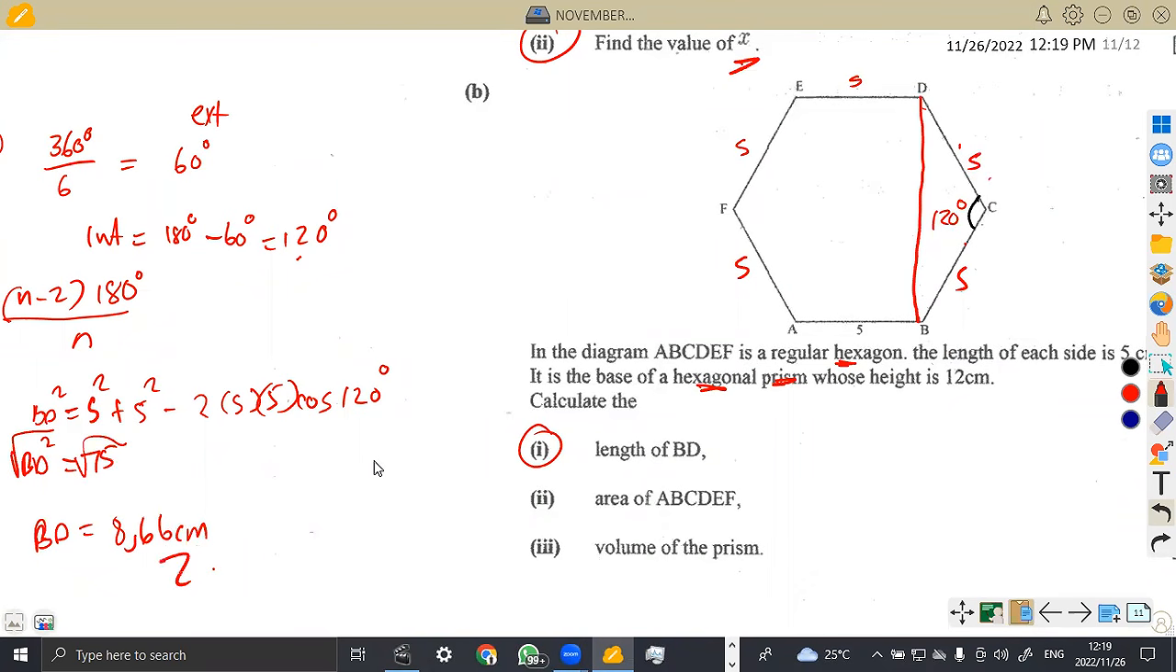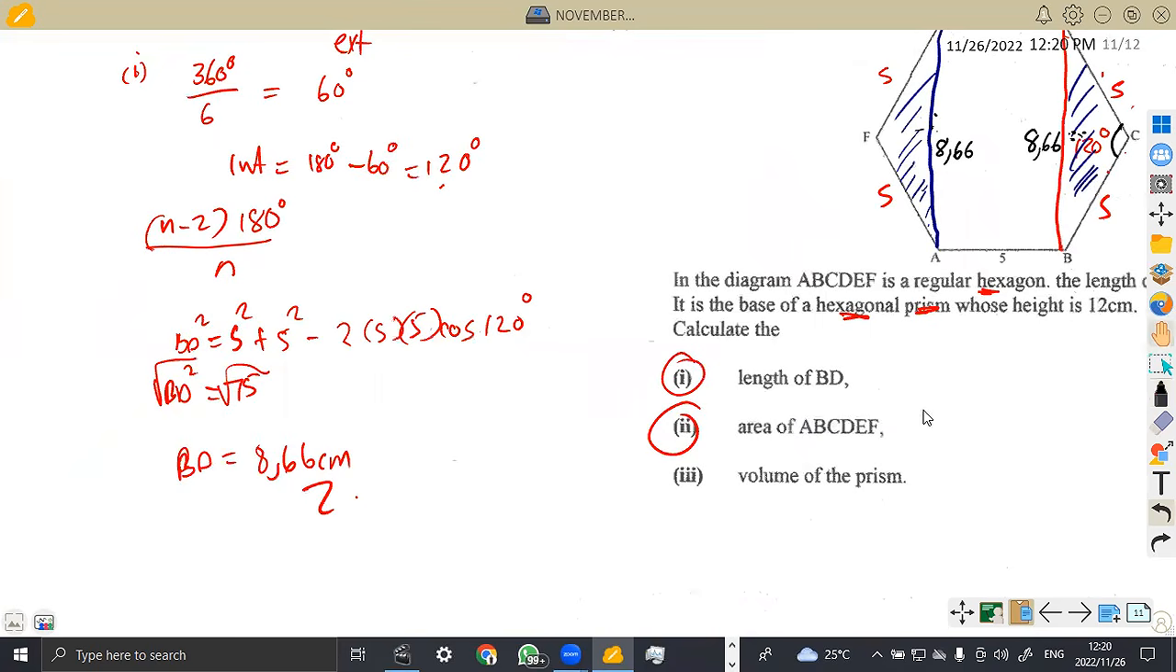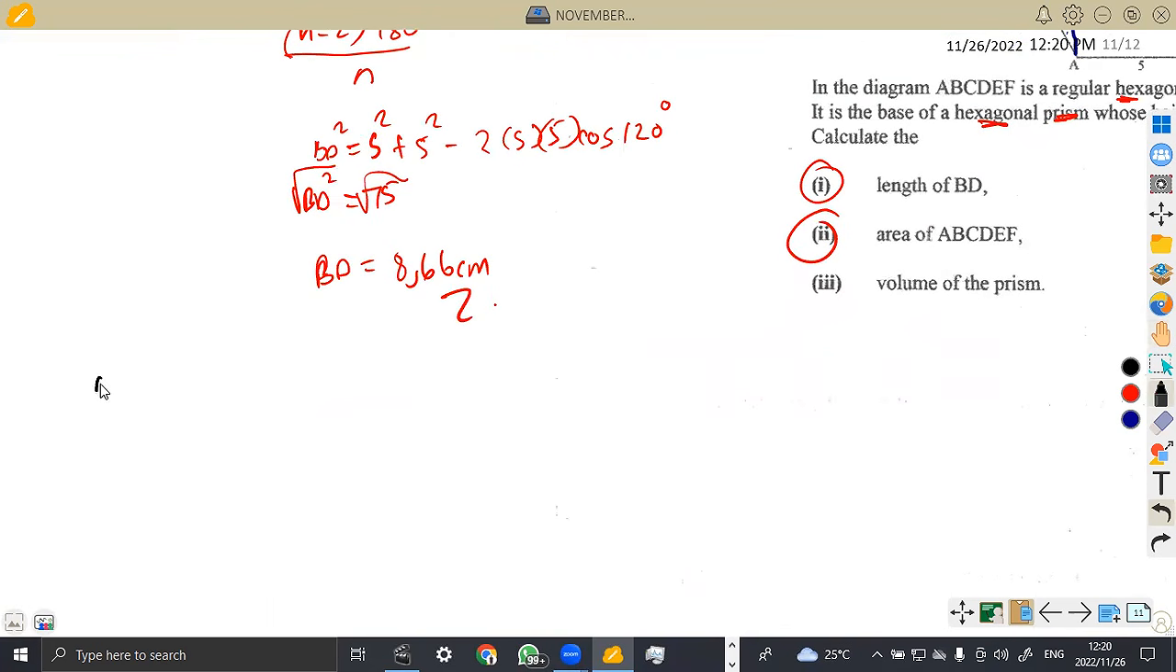These are in centimeters. Okay, the other part is to calculate the area of ABCDEF. That is the whole shape that we are seeing here. There were so many ways I could actually work this out. Calculate the area of this triangle times 2, because it is the same as this triangle. Then finally, I have to calculate the area of the rectangle. Remember, we calculated BD and we got 8.66. So you can calculate the area of the two triangles here, one triangle times 2, then plus the area of the rectangle. That is going to be the total area for this question.